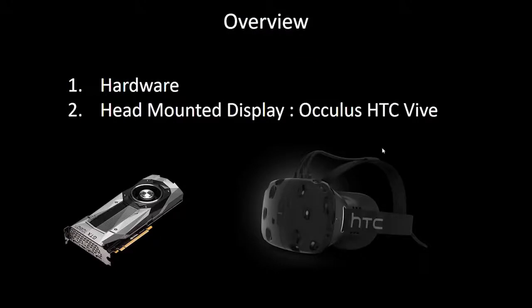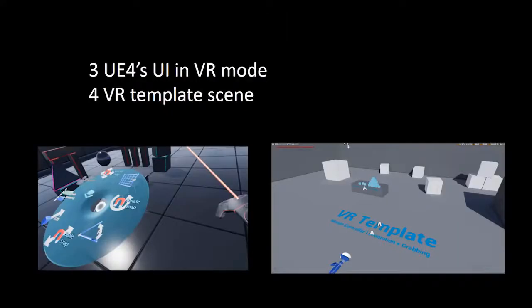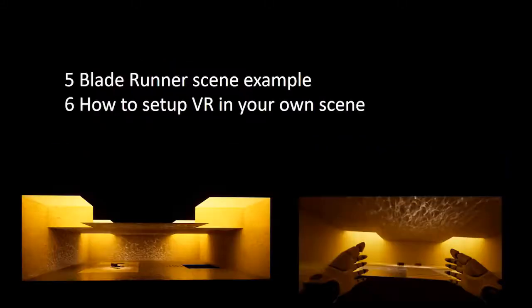To start with, we're going to have a quick overview of the hardware, what's needed, the head-mounted displays themselves, the goggles. Then we're going to look at the interface in Unreal Engine and see what is made already available to us in terms of VR template, and the VR scene, and just explore a little bit what we've got to work with here.